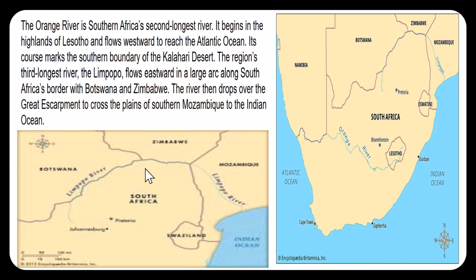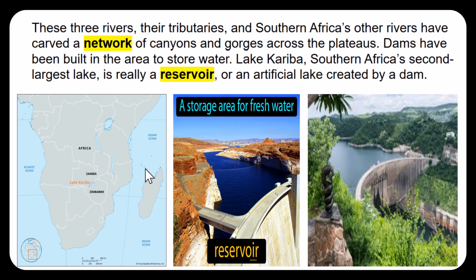These three rivers, their tributaries, and southern Africa's other rivers have carved a network of canyons and gorges across the plateaus. Dams have been built in the area to store water. Lake Kariba, Southern Africa's second largest lake, is really a reservoir, or an artificial lake created by a dam.